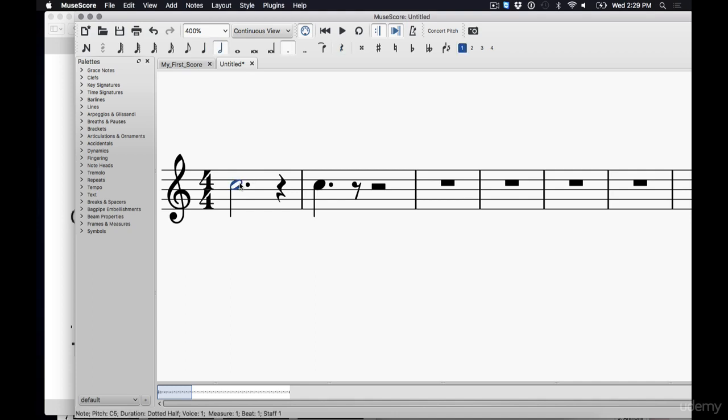Remember these two. So a dotted half note is going to be 3 beats. A dotted quarter note is going to be 1.5 beats, right? So the dot always makes the rhythm longer, is what you need to remember.